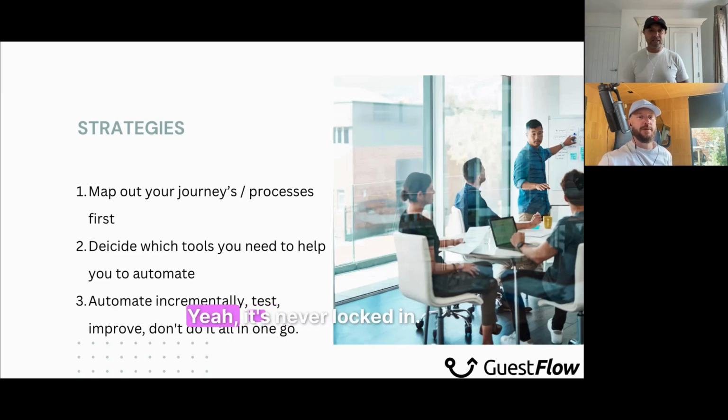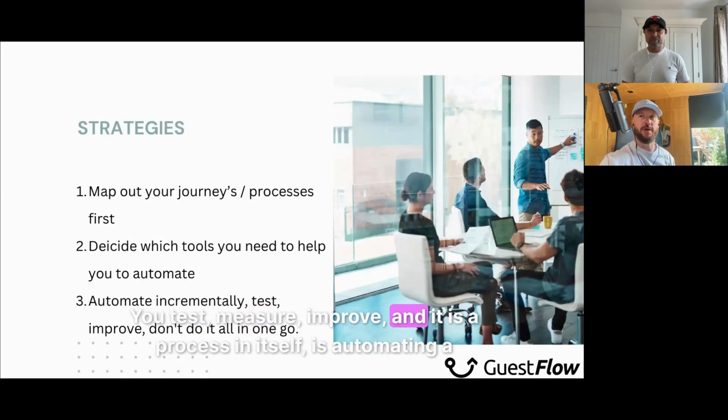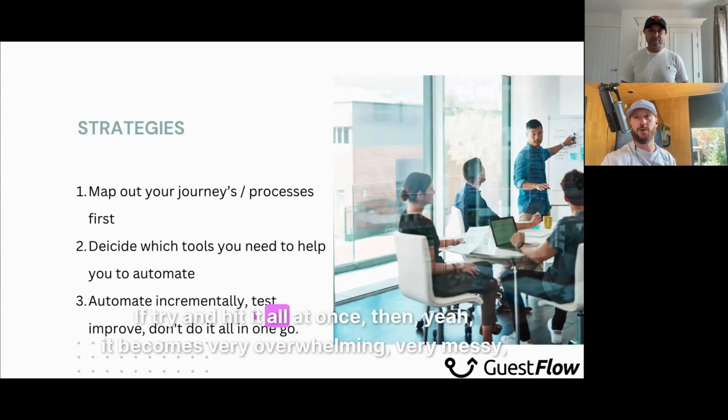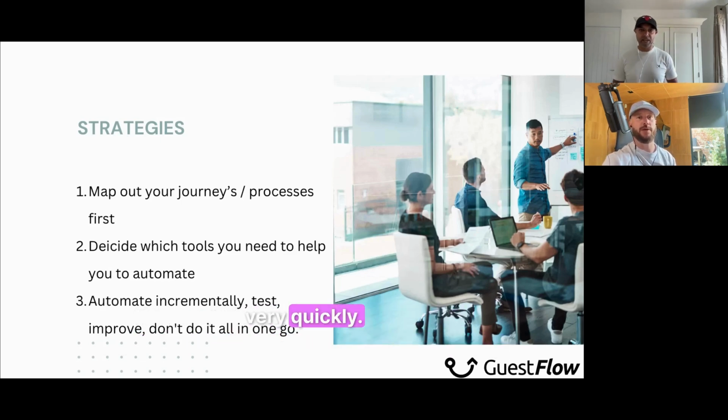So people need to decide, but of course be open to changing it as well, right? Yeah, absolutely. It's never locked in. Always have a continuous improvement mindset for sure. Absolutely, and that's really our third point here, isn't it? It's about automating incrementally. You test, measure, improve, and it is a process in itself. Automating the business. If you try and hit it all at once, then it becomes very overwhelming, very messy, very quickly. Yeah. Don't eat the elephant all in one go, right? Right.